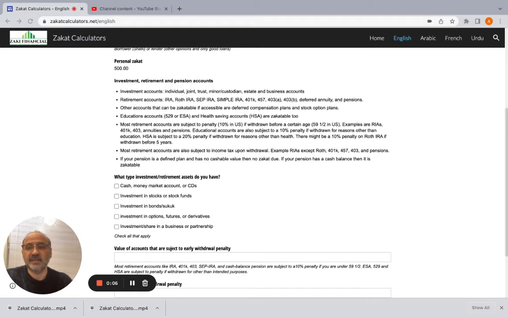And we're using zakatcalculators.net because it's comprehensive and it's approved by Dr. Main al-Qudah, well known in Islamic finance in the US. So we're going to talk now about investment zakat.